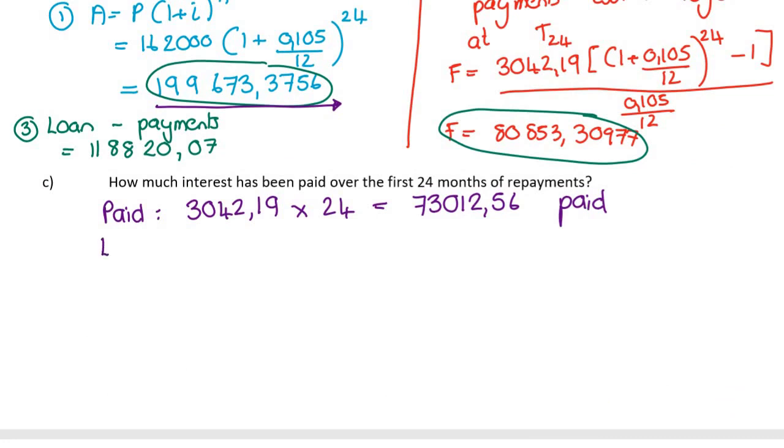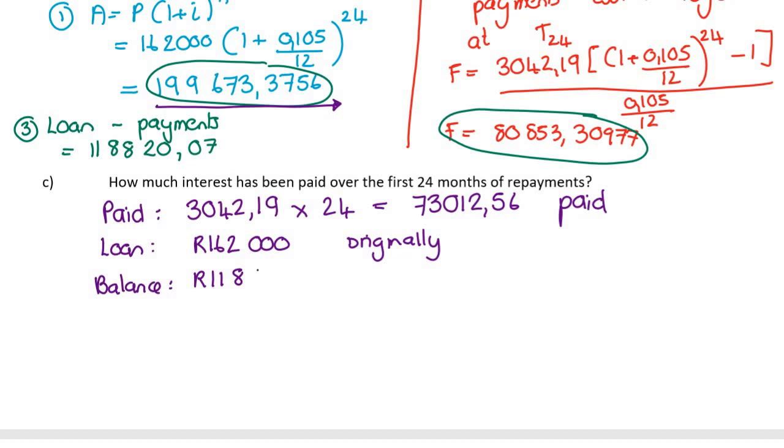Now, what was the loan originally? The loan originally was 162,000 Rand originally. Now, we've just worked out the loan now. So what is my balance now? My balance now is 118,820 Rand and 7 cents at 24 months.